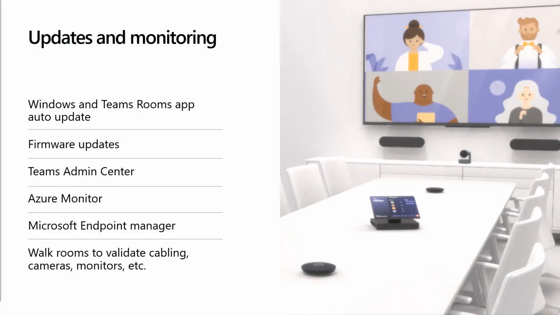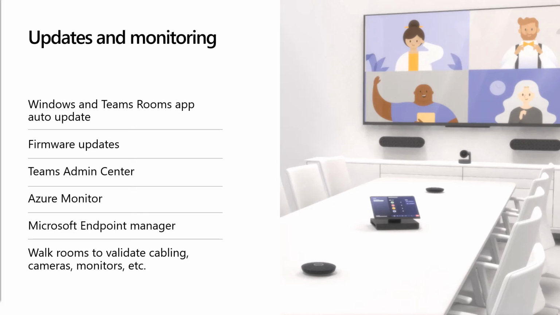Now that you've implemented Teams Rooms, what are the day-to-day operations that you should consider? Well, always make sure that Windows and the Teams Rooms app are set to auto-update, and making sure that Teams Rooms always updates before Windows Update. This is handled automatically every evening, starting at 2 a.m. via a scheduled task. Setting firmware updates may be a little more manual, but work with your OEM to see if they have tools to automate the download and update of firmware for their connected peripherals.